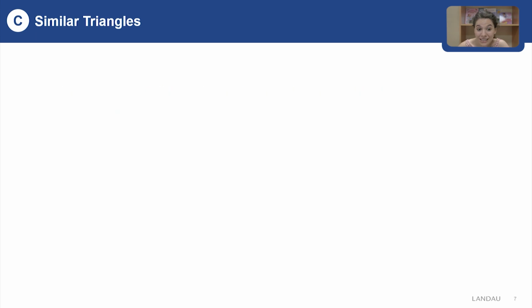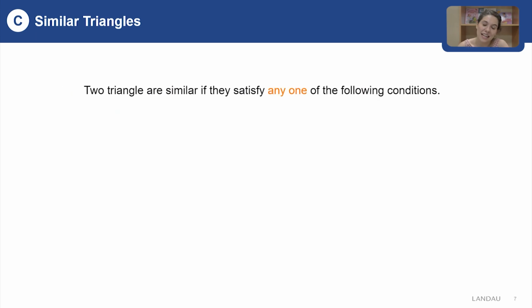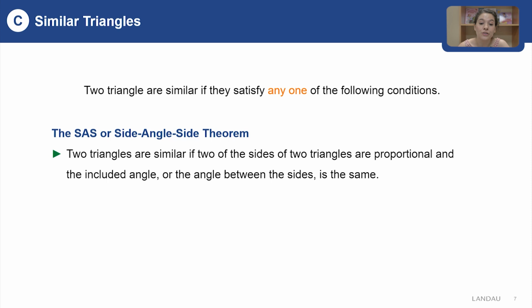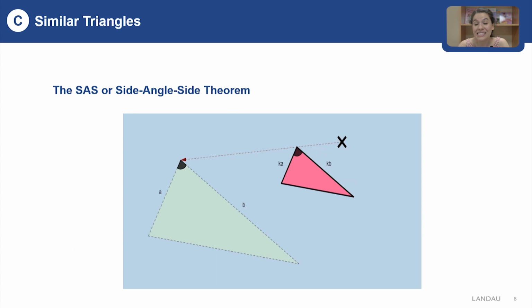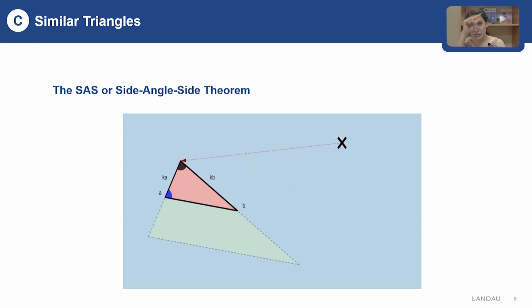Another condition says SAS, that stands for side, angle, side theorem. It says two triangles are similar if two of the sides of those triangles are proportional, and the included angle, or the angle between the sides, is the same. On the screen, what do you see? You see two triangles and the top vertex angle is exactly the same, and the sides that hold the top angle are proportional.